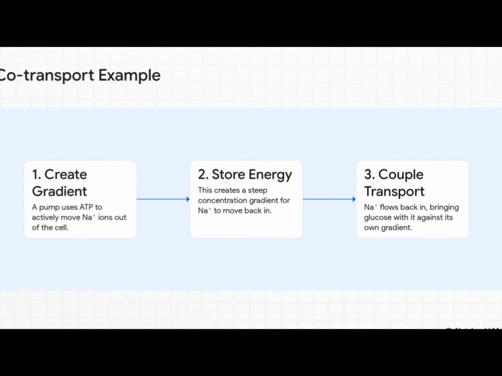Now, cells can get really, really clever with this. Take co-transport, for example, which happens in your small intestine when you're absorbing glucose. First, a pump uses ATP to actively push sodium ions out of the gut cells. This creates a really low concentration of sodium inside the cell, which sets up a steep gradient. Then, a different protein, a co-transporter, takes advantage of this. It lets sodium flow back in down its gradient, which is an energetically downhill process. And the energy released by that is used to pull a glucose molecule along for the ride, even if it's dragging that glucose uphill against its concentration gradient. It is a brilliant biological 2-for-1 deal.